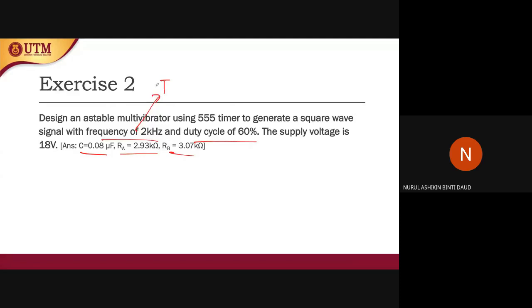And then the duty cycle is given to you. From the duty cycle, you can also calculate the time. Since you know the time, you can find the value of TH, say 60%. When you know the value of TH, you can find the value of TL by T minus TH. So you get all these values.